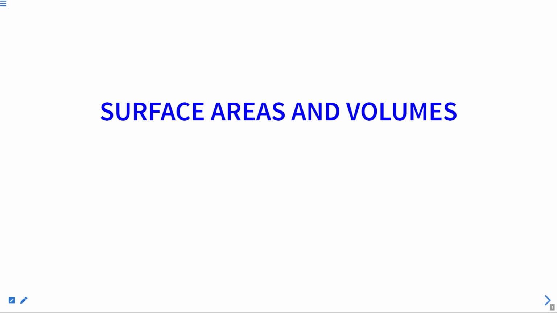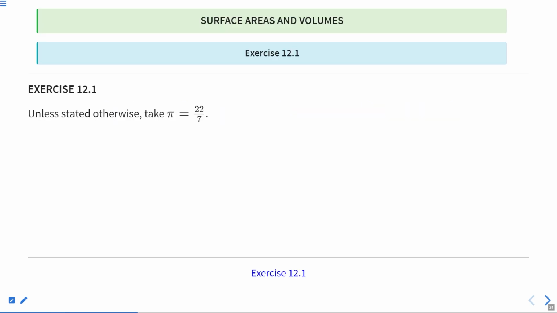So in today's lecture we will discuss exercise 12.1. In our previous lecture we studied surface areas of solids, and in this lecture we will start from exercise 12.1. So students, note it down.